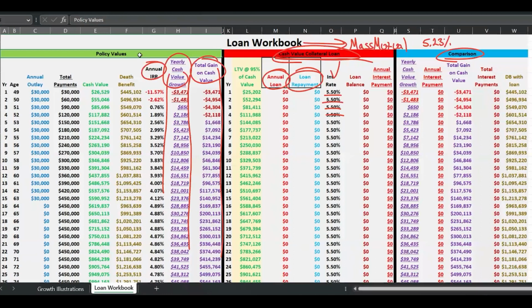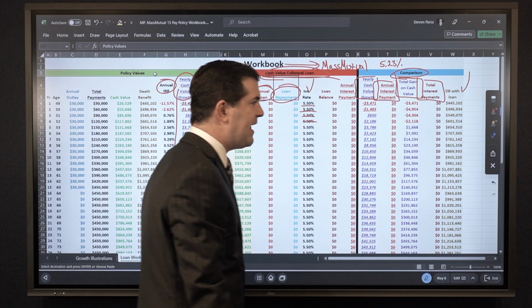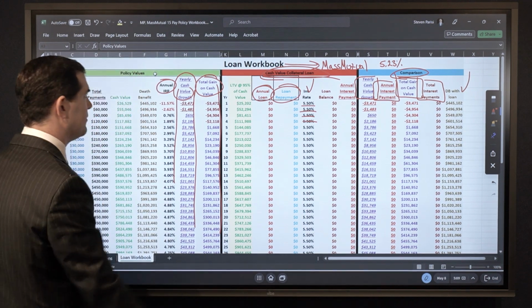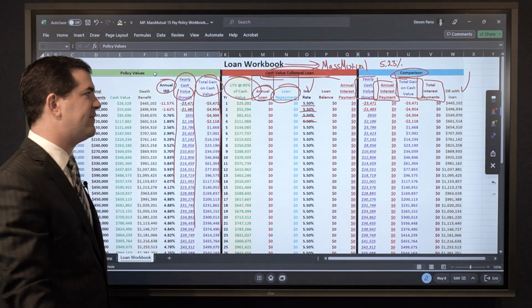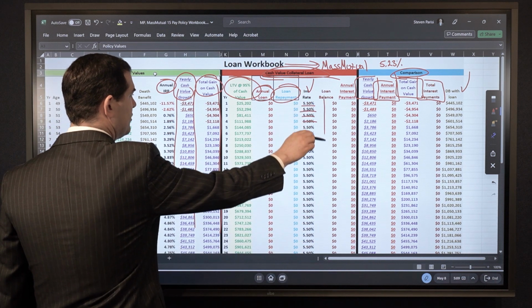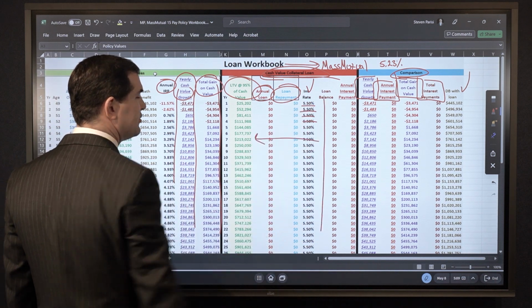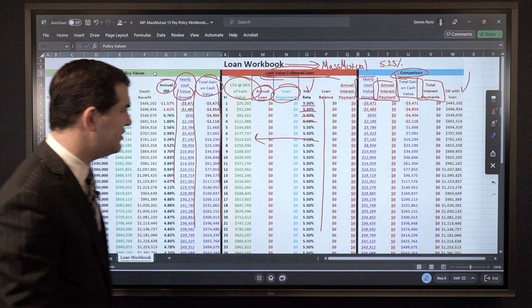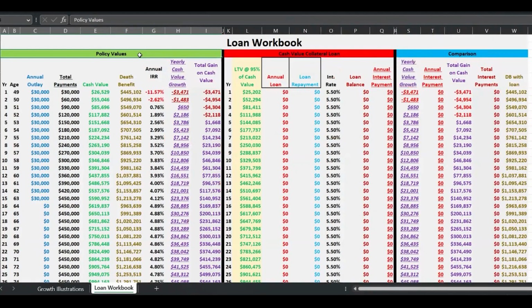Then to the far right, we've got a comparison tab. This will always show you, side by side, what your policy is growing by compared to what you are paying in loan interest, and then the total gain on cash value compared to the total interest paid. And this will display the death benefit net of any loans. And then in yellow, 95% of cash value. Whatever your loan balance is here can't exceed this. Otherwise, you'll see it negative and it means it's failed. All right. We don't want to fail.